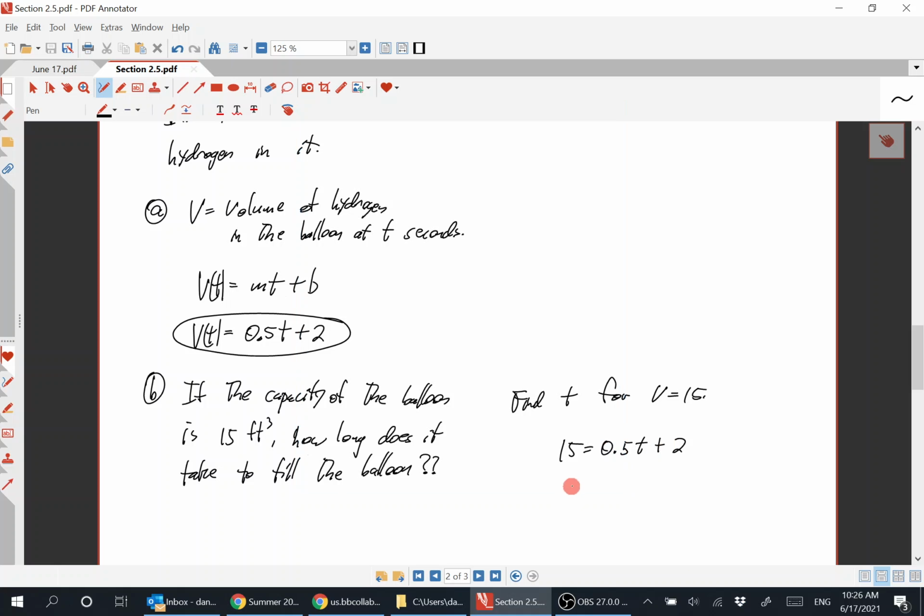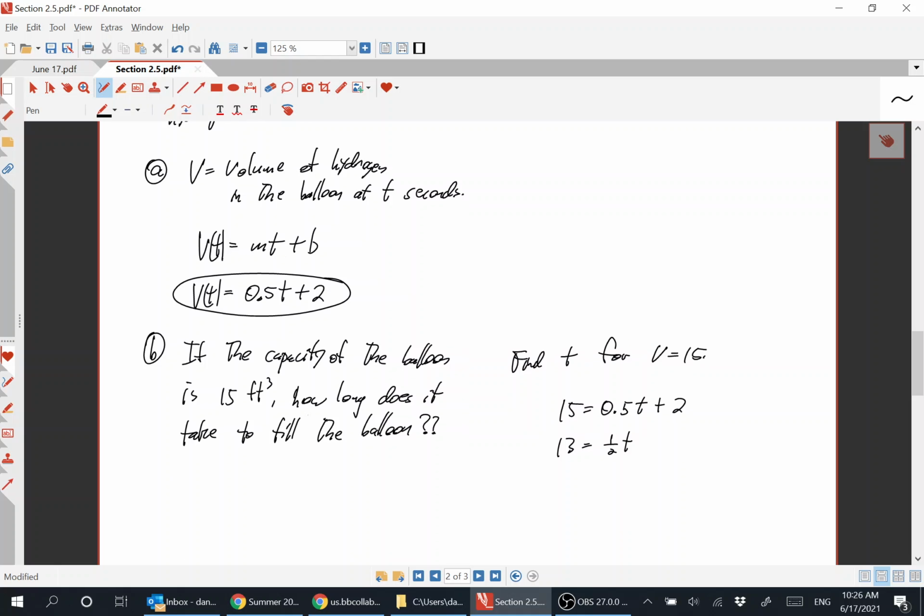All right, so here we're finding T. So 13 is equal to 0.5, being a half, T. So 26 seconds. And when quantities have labels, say what the label is at the end. So the answer is not 26, right? The answer is 26 seconds.